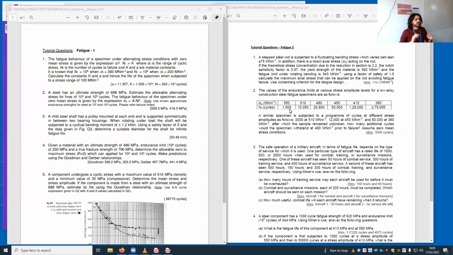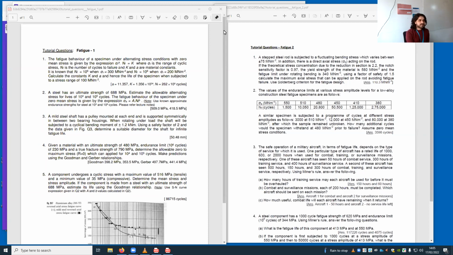All right, recording now. Fatigue 1, question 1. The fatigue behavior of a specimen under alternating stress condition with zero mean stress. Remember, alternating stress condition and zero mean stress means fully reversed loading. That's what we are talking about. And so that thing that we find is also the endurance limit.